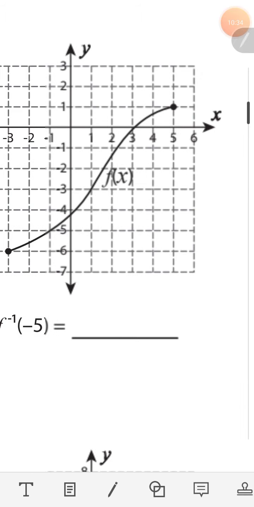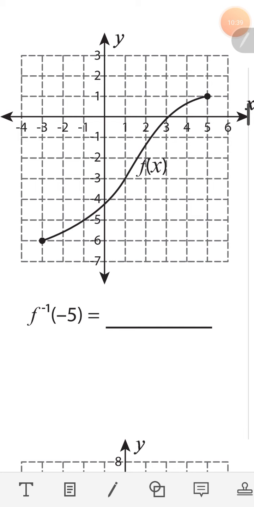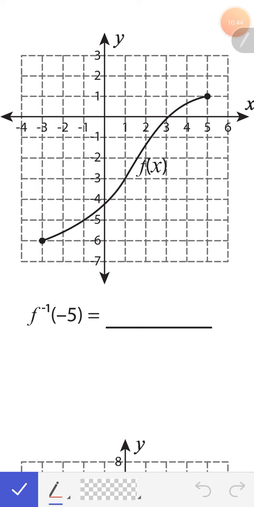Okay, one last example. They're asking for the inverse function of -5. Again, the graph that I've been given is the graph of the function f(x). If the graph I was given was the graph of the inverse function, I would just read it off the x-axis. But they've given me the graph of f(x), so I'll look for -5 on the y-axis, see where it meets the graph, read that value on the x-axis, and then you have your -1.